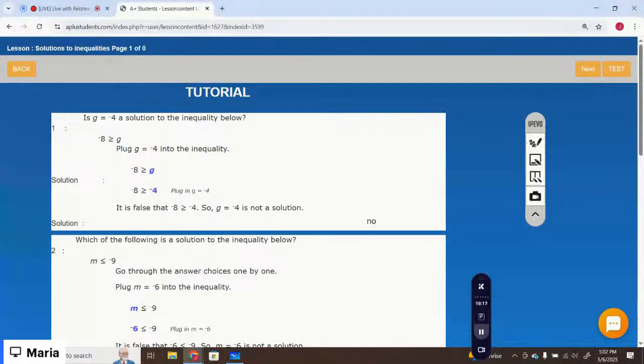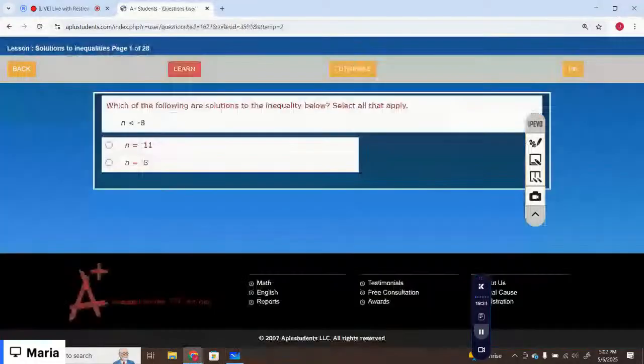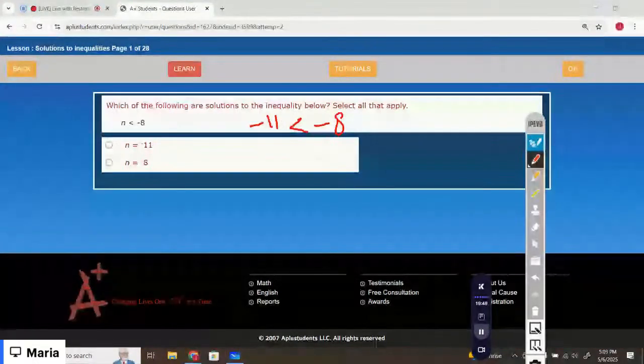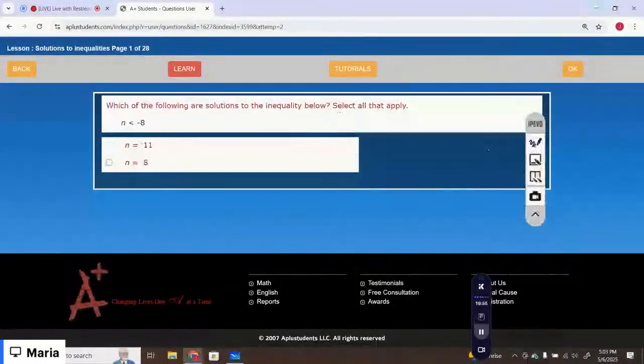Let's just start with the test questions. Which of the following are solutions to the inequality below? Select all that apply. N is less than negative 8. We have two options, N is negative 11 and negative 8. Option number 1 is the correct option. Negative 11 is less than negative 8, because as you are moving far from 0 to the negative side, the numbers are getting smaller and smaller. So obviously negative 11 is less than negative 8.